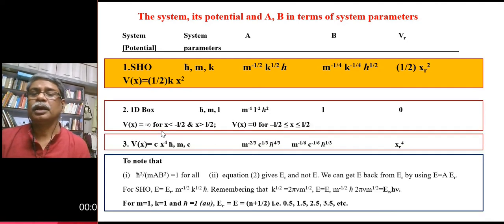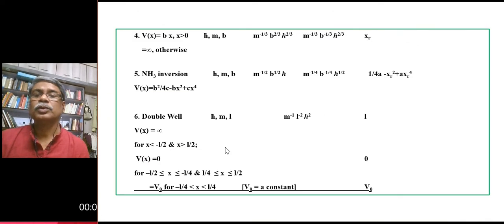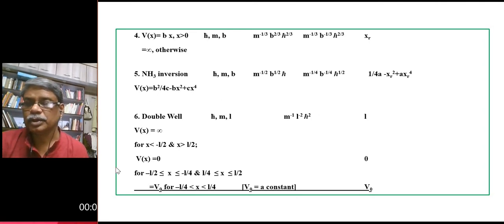But we have done the box problem, the 1D box problem. You see A and B looking very different from that of the SHO problem. We have done this kind of special x to the power 4 potential, and also we have done a few more including the ammonia inversion related potential and a very interesting double well potential. But we are presenting here only the simple harmonic oscillator today.